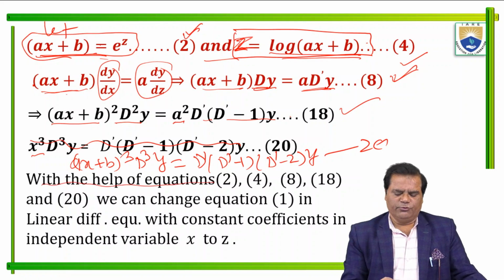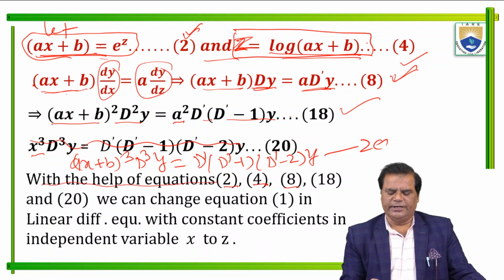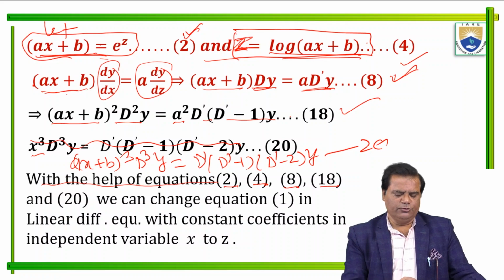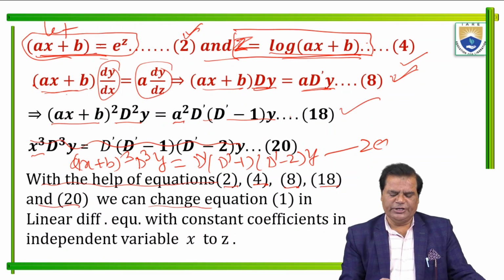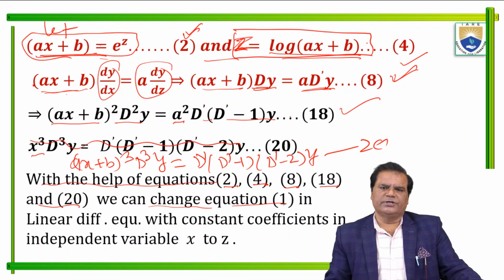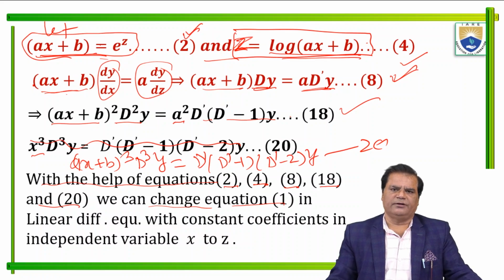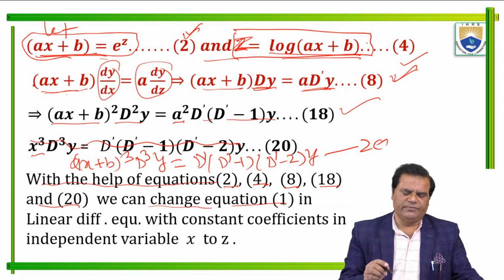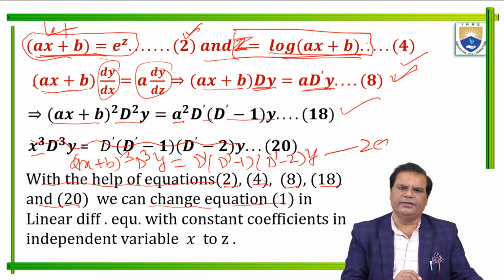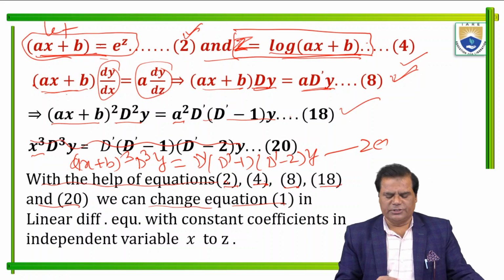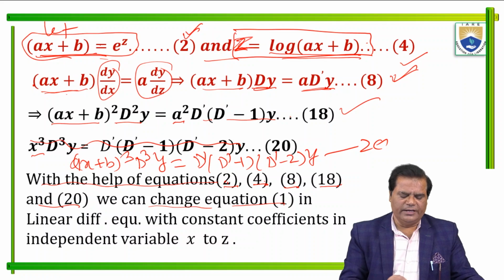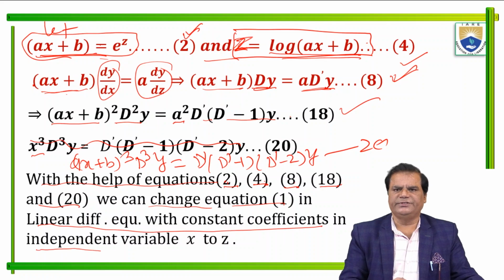With the help of equation 2, equation 4, equation 8, equation 18 and equation 20, we can change equation 1, the general equation of Legendre homogeneous differential equation. These formulas we apply in equation 1. Then equation 1 changes into a linear differential equation with constant coefficient in variable x to z.